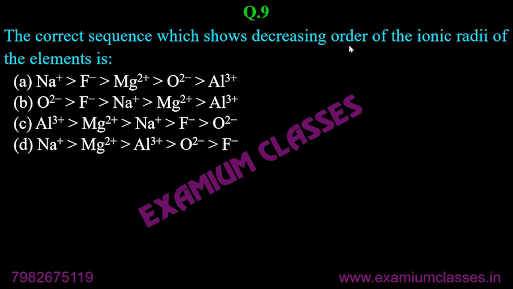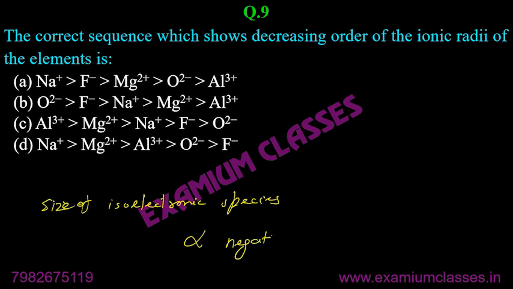Higher the negative charge, greater the size. Size is proportional to negative charge. Kartike, size of isoelectronic species is proportional to negative charge.